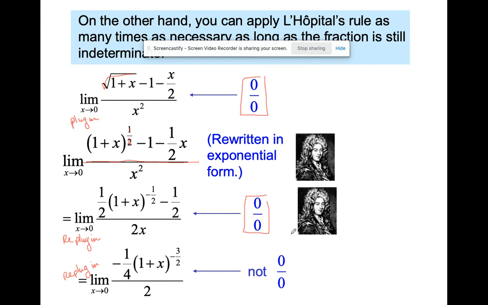Just replug in. So I'm putting 0 in here. 1 plus 0 is 1. 1 to this power is 1. 1 times negative 1/4 is negative 1/4. Negative 1/4 divided by 2 is the same as negative 1/4 times 1/2. And I get negative 1/8. Ta-da! So L'Hopital, not L'Hopital.